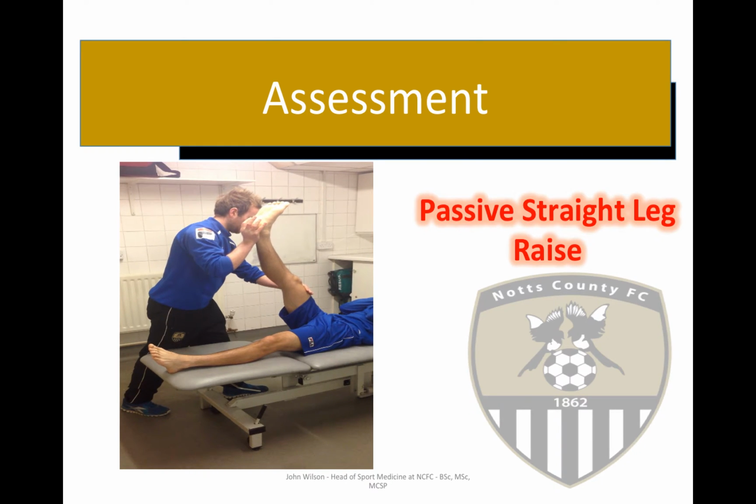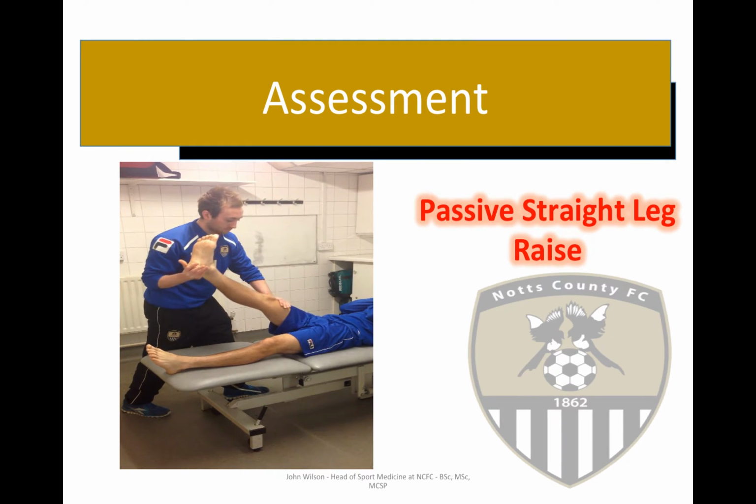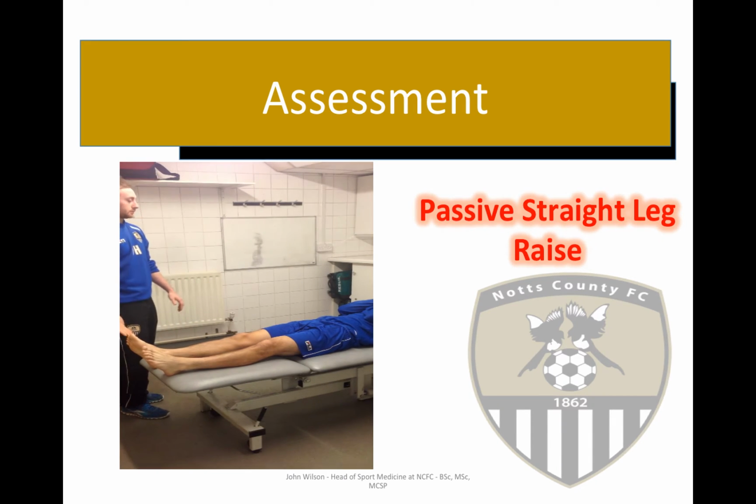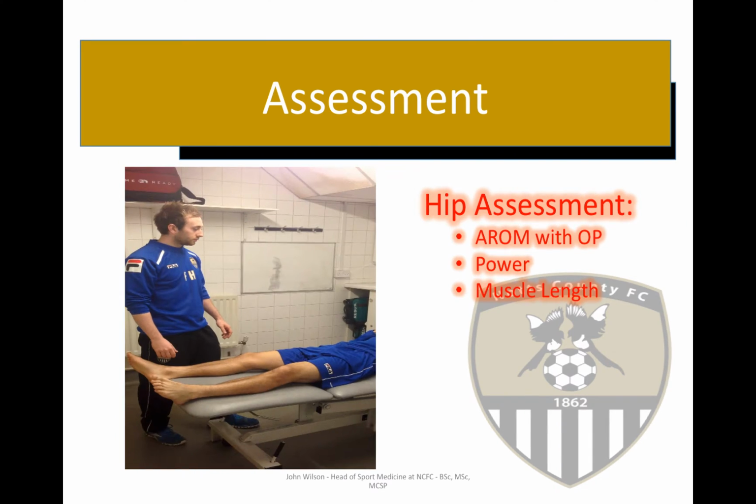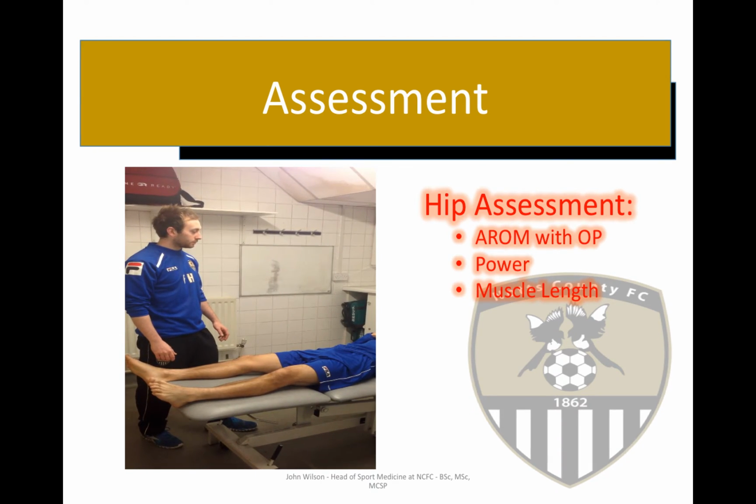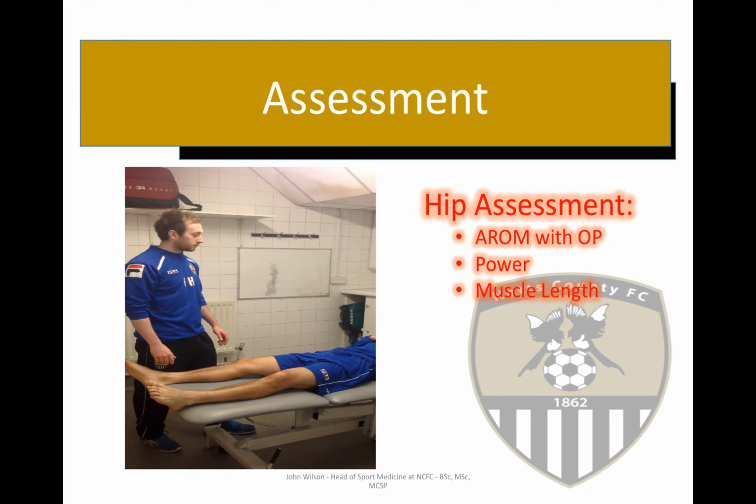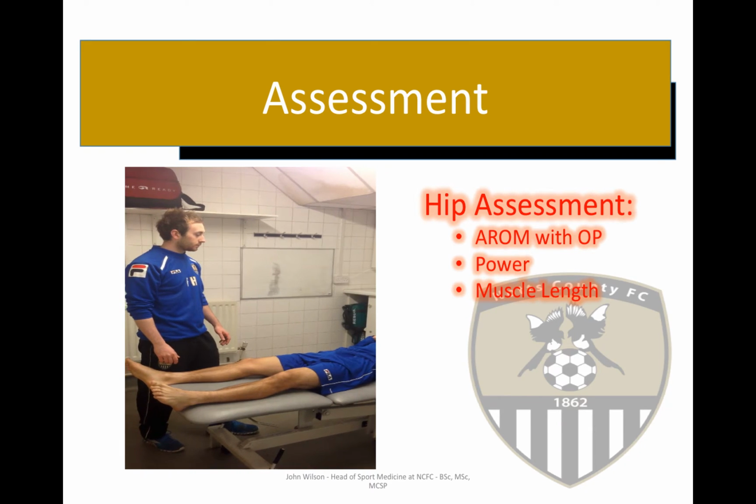However, due to the regional interdependence theory, I would not rule out the lumbar spine as a possible contributing factor to their pain. Move on to test the hip, beginning with active range of movement, strength and muscle length tests. Physical examination may reveal reduced range of motion, especially for rotational movements, and a deficit in muscle strength and length.